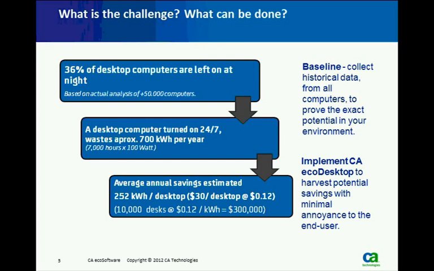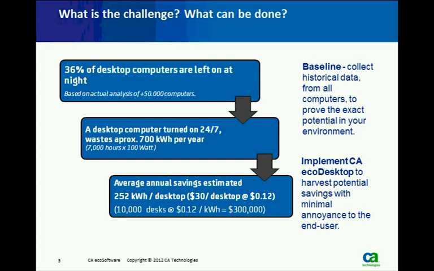So if you take 700 kilowatt hours and multiply it by the 36% of the desktops that are left on at night, you get about $30 a desktop when you're using a 12 cents per kilowatt hour blended rate. Now, depending on where you are, that 12 cents a kilowatt hour is either very cheap or very expensive. But that's a blended rate that is average for the United States and probably low for Europe and other countries.